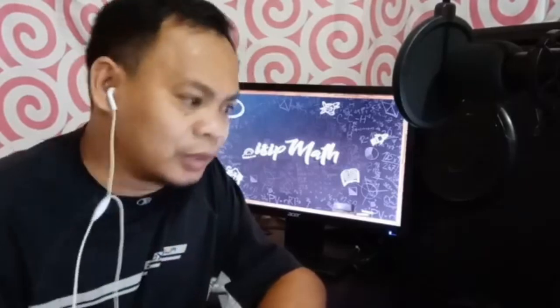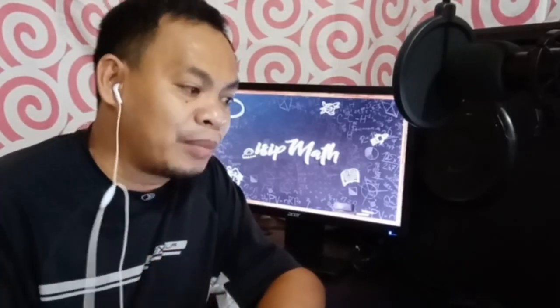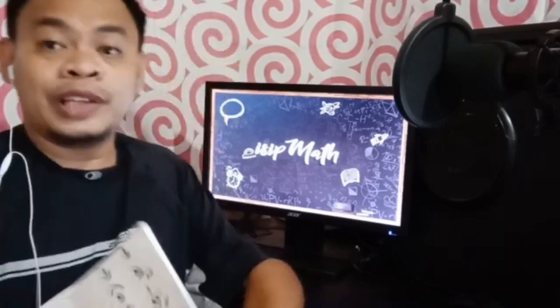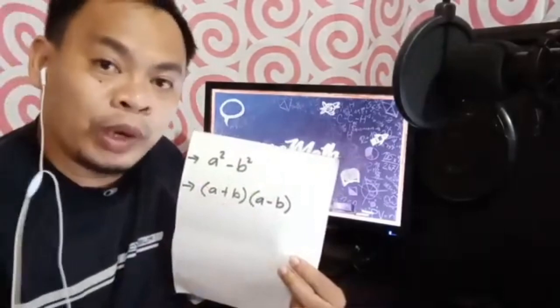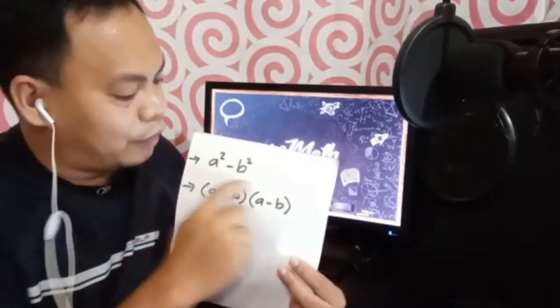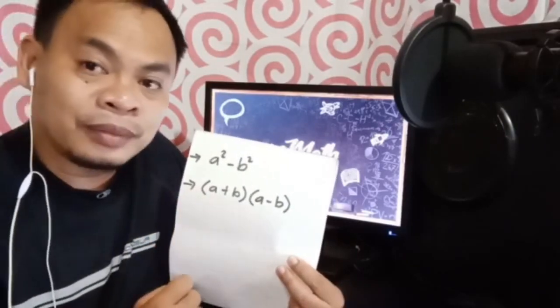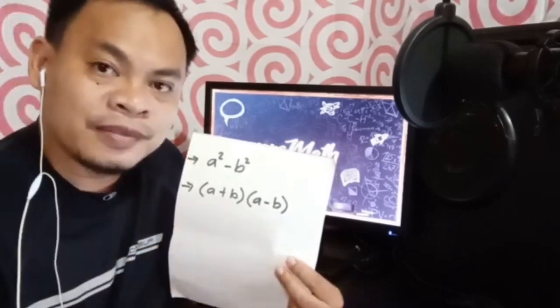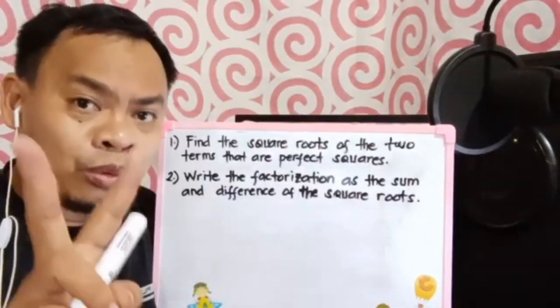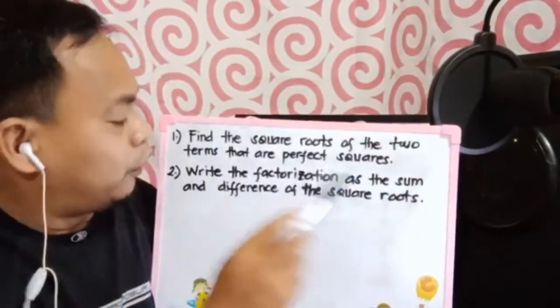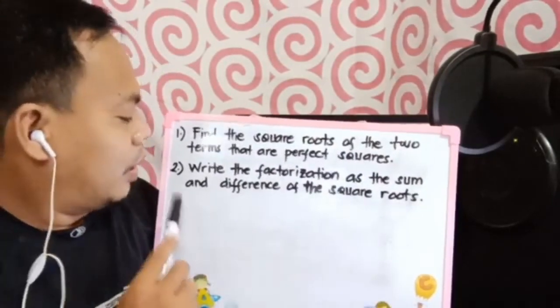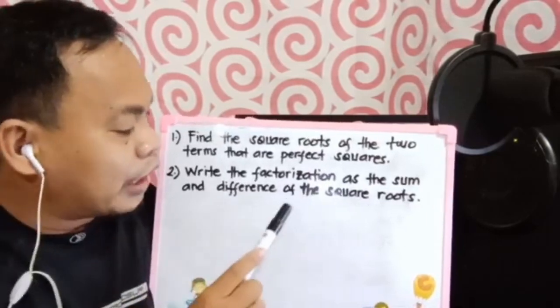According to the definition, if two terms in a binomial are perfect squares separated by subtraction, then you can factor them. To factor the difference of two perfect squares, remember this rule. If subtraction separates two squared terms, then the sum and difference of the two square roots factor the binomial. For example, I have a squared minus b squared. So the factor of a squared minus b squared, because this is a difference of two squares, is a plus b times a minus b, the sum and difference. In factoring the difference of two squares, we have to follow these two steps. First step is find the square roots of the two terms that are perfect squares. And the second step is write the factorization as the sum and difference of the square roots.